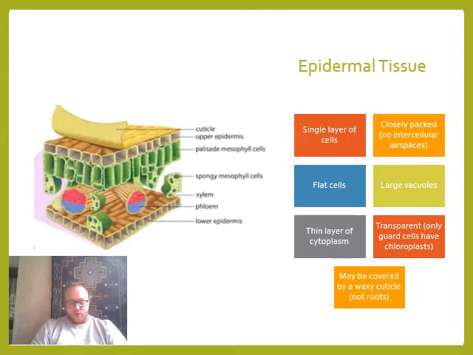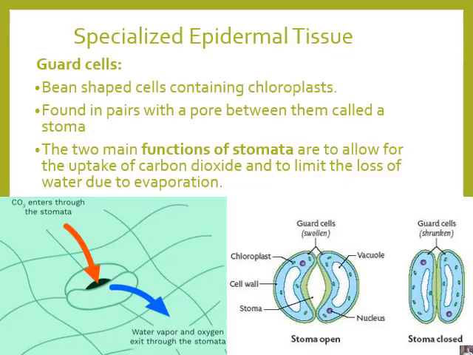You don't want your roots to be in a waxy cuticle because you want to be able to move water in very quickly. Whereas the waxy cuticle on the leaves actually stops water leaving, okay? But it also is very difficult for a plant to gain water through its leaves, and that's why we need those large intercellular air spaces.